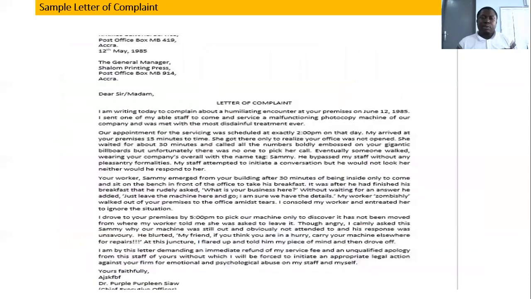So here is a sample letter of complaint. You want to read it and then, based on this, deduce how it appears. All right, so we have the addresses over there. It's a bit compressed, but let's make do with it. We have the address of the writer, followed by the date, and then we have that of the recipient, followed by the salutation and the heading. I'll try and read through quickly.